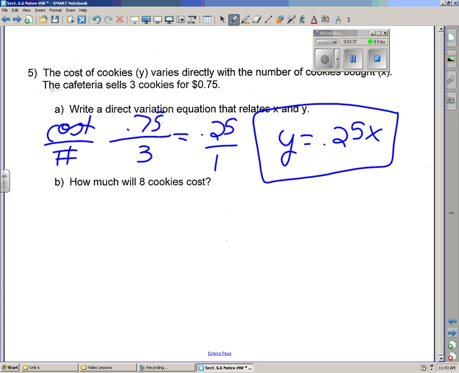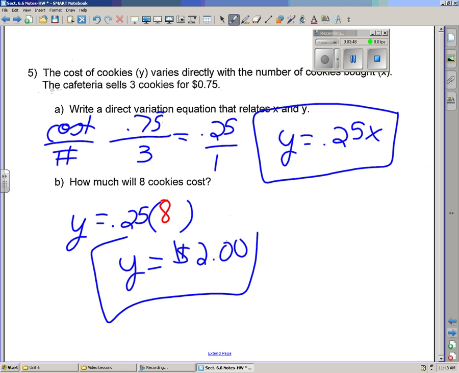So how much do 8 cookies cost? Well, y equals 0.25x, and x is going to be 8. That gets substituted in. My 8 cookies are going to cost me $2.